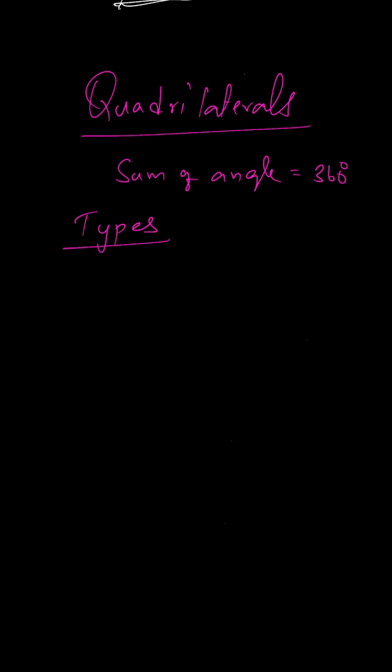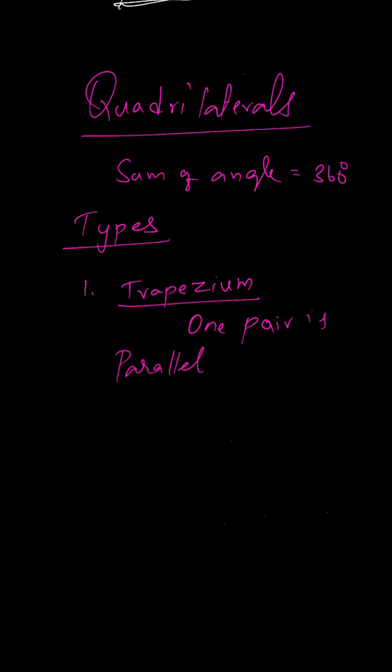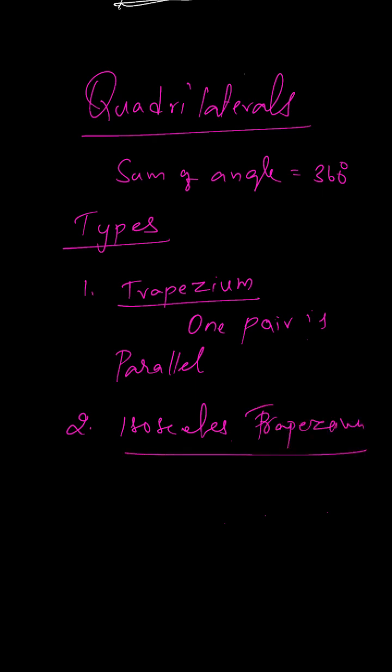So first is the trapezium. Listen to my words for a clear understanding. A trapezium has only one pair of parallel sides. If one pair is parallel, we call it a trapezium. The second one is the isosceles trapezium: one pair is parallel and two sides are equal. If two sides are equal, it is called an isosceles trapezium.